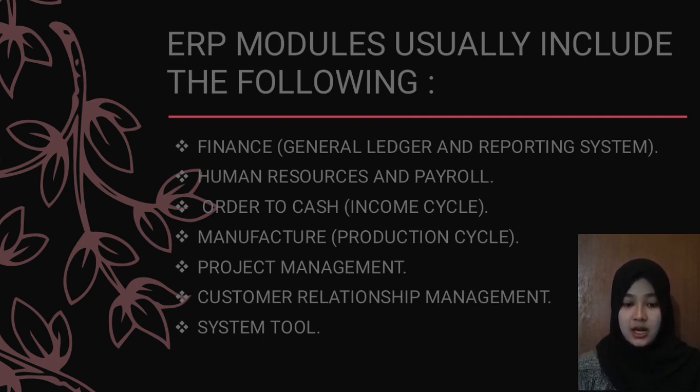First, finance or general ledger and reporting system. Second, human resource and payroll. Third, order to cash or income cycle. Fourth, manufacture or production cycle. Fifth, project management. Sixth, customer relationship management. And the last is system tool.